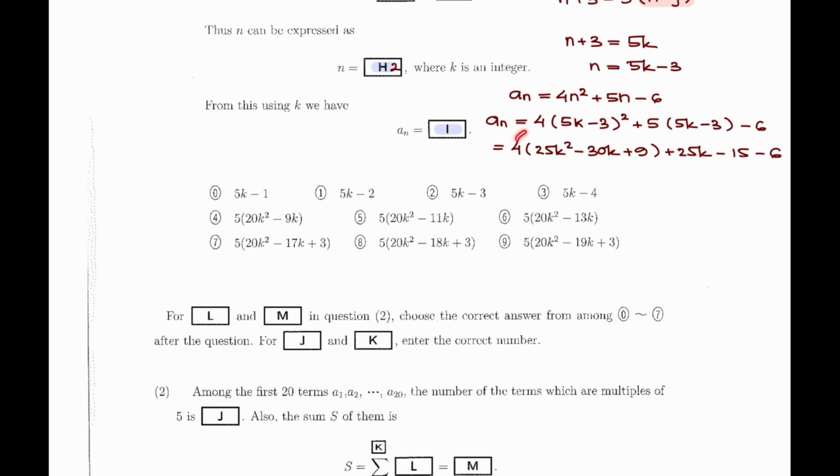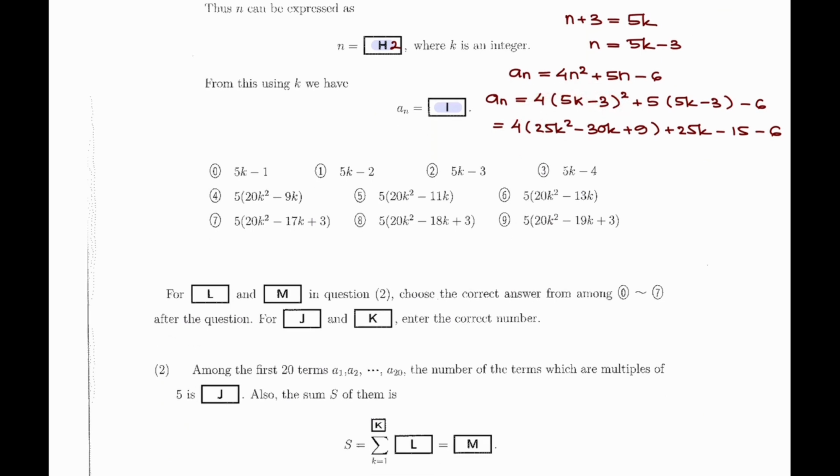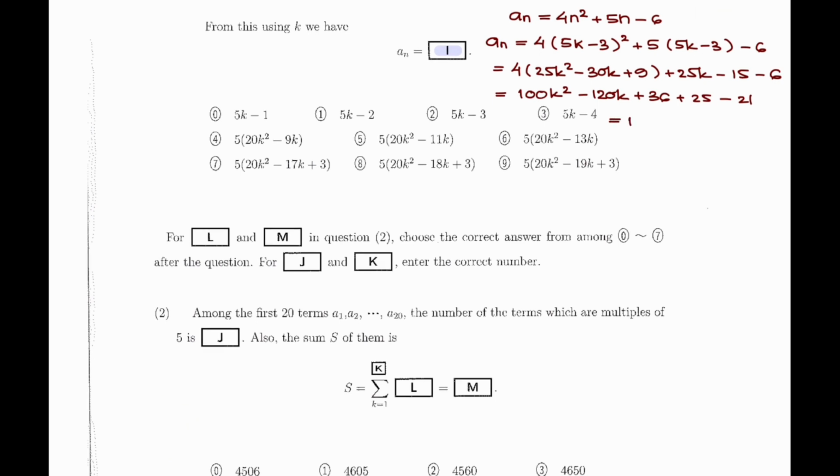And then let us distribute 4 into the bracket. Then I will get 100k squared minus 120k plus 36 plus 25 minus 21. Then I will get 100k squared. Oh, wait a minute, this is 25k, yeah? I forgot to put the k. 120 plus 25, we have negative 95k.